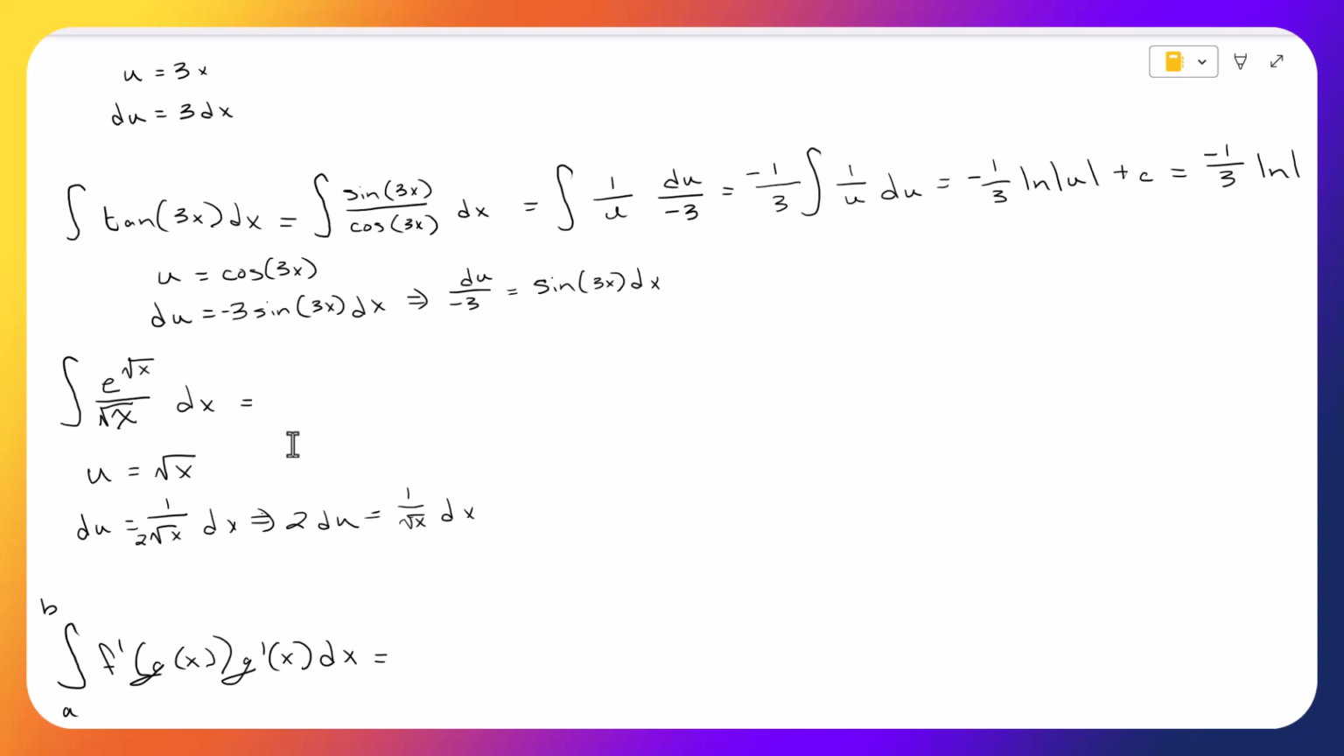And now I can just substitute in. We get the integral of 2e to the u du, because this 1 over the square root of x dx turned into du, and I just put the 2 in front. And the antiderivative of e to the u is just e to the u, so I end up with 2e to the u plus c. Finally, substituting in our x again, we get 2e to the square root of x plus c.